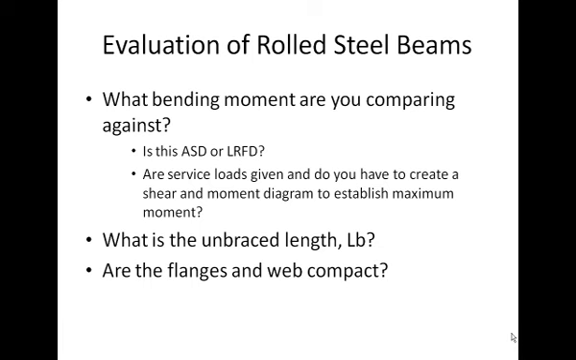Secondly, you want to consider what is your unbraced length, LB, of the beam that you have. The third thing that you'll ask yourself is, is the beam a compact beam? That is, are the flanges and the web compact? Now, most of the time when using FY of 50 KSI steel, you are going to have compact shapes. In our next video, we'll talk about the check for compactness. So for right now, we'll assume that we're dealing with a compact shape.